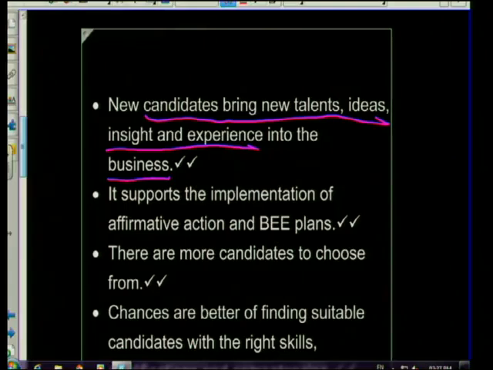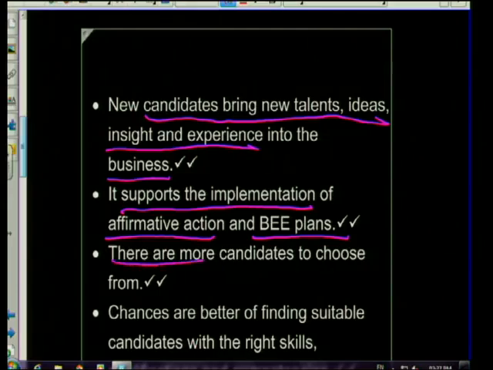and this will definitely be an advantage. The second advantage of this type of recruitment, it supports the implementation of affirmative action and BEE plans. So it's important, again, remember we're looking at labor legislation, labor law, and your business needs to be in line with certain aspects of the law, and this will help you by taking on outside employees, for example, to fill in vacancies that need to be filled.